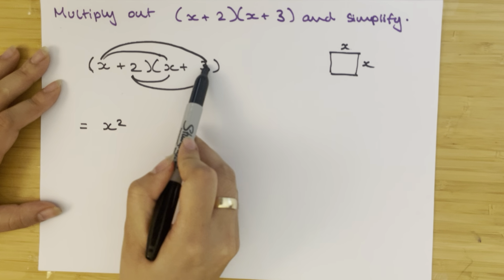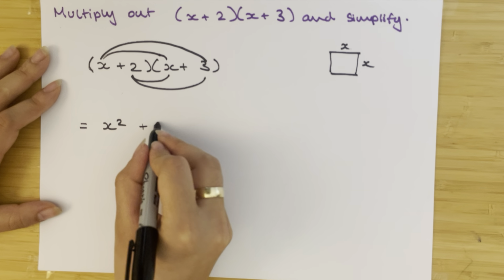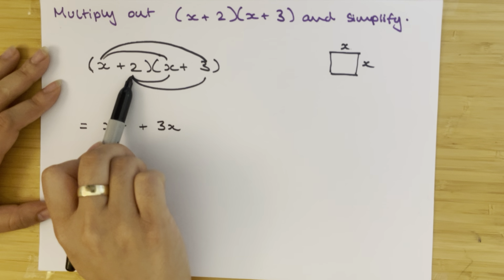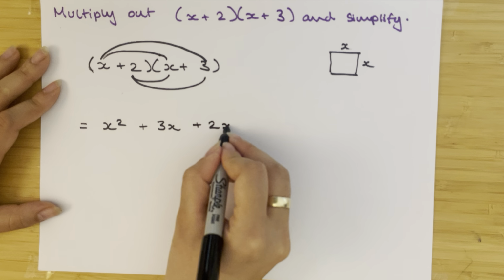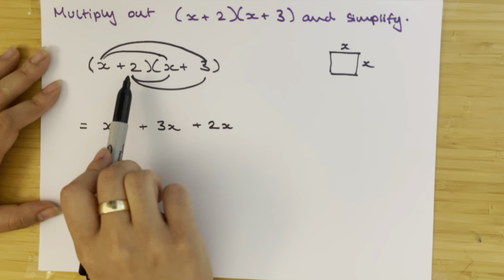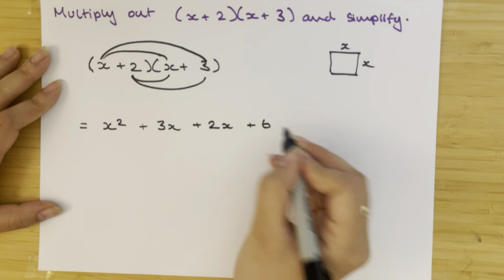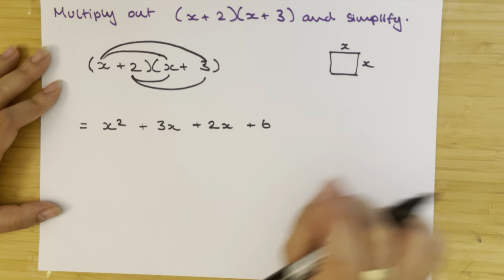Okay, second line, x times by 3. That gives us plus 3x. Third one, 2 times by x gives us plus 2x. And the last one, 2 times by 3 gives us plus 6. Okay, and the last part is saying and simplify.